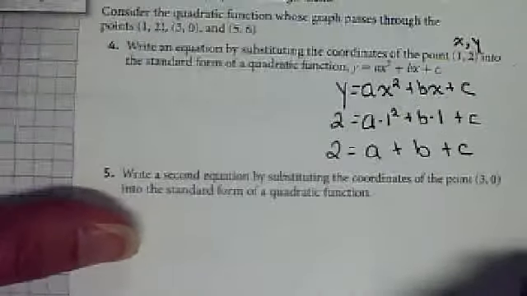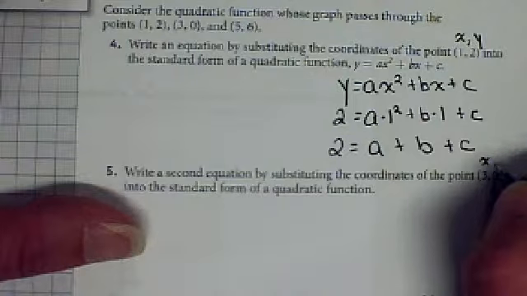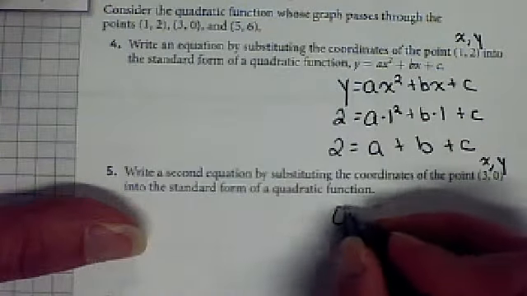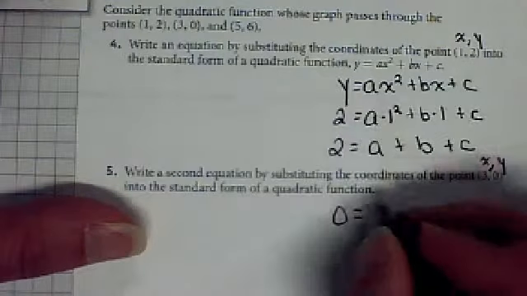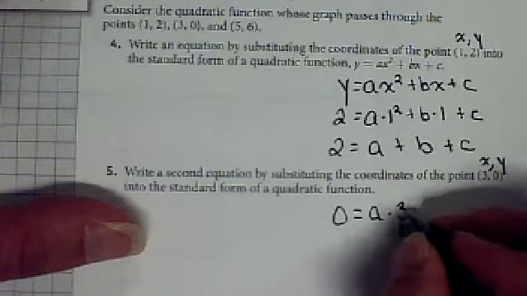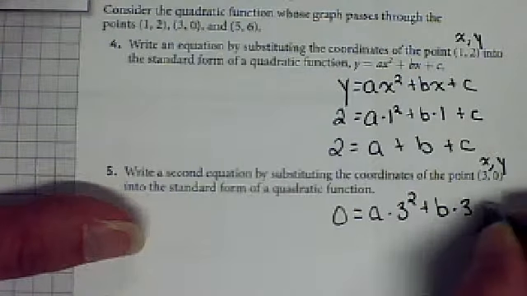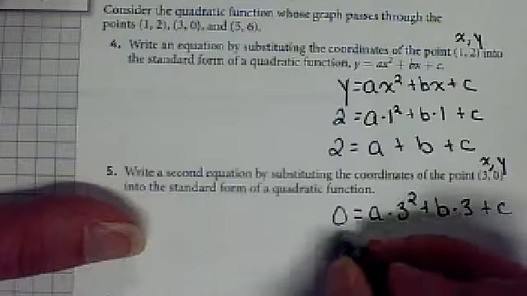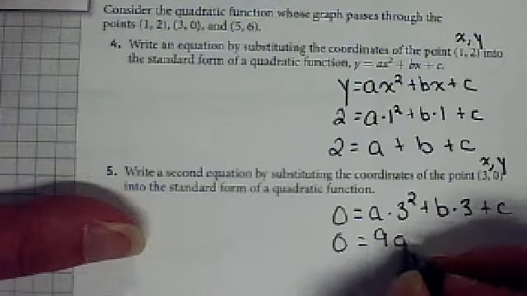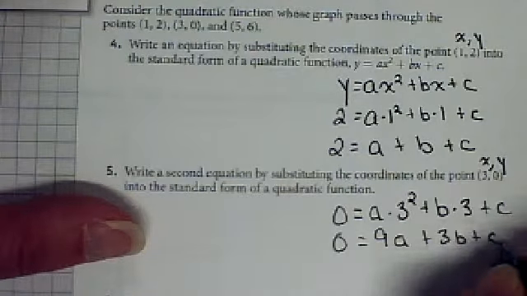Let's take the next point. The next point is (3, 0). So 3 goes in for x, and 0 goes in for y. 0 equals ax squared. A times the x on this one is 3. B times x, so b times 3, plus c. 0 equals 3 squared is 9 times a. B times 3 would be 3b plus c.